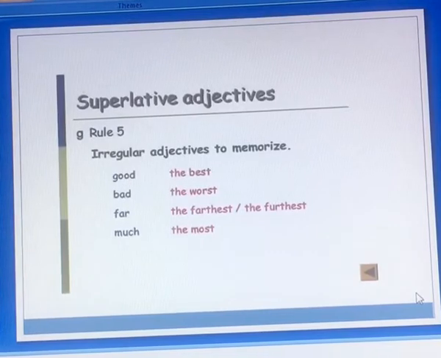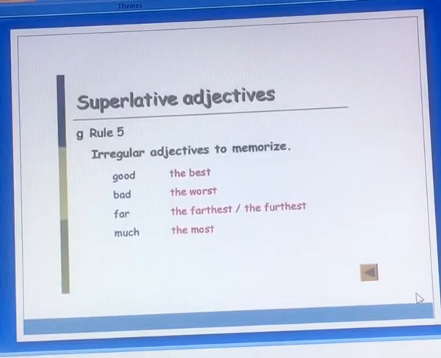Rule number 5. Irregular adjectives to memorize. So these are irregular adjectives and you need to know them and memorize them. Good becomes the best. Bad, the worst. Far, the farthest or the furthest. Much, the most.